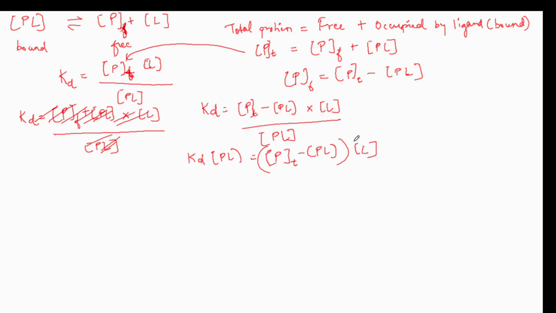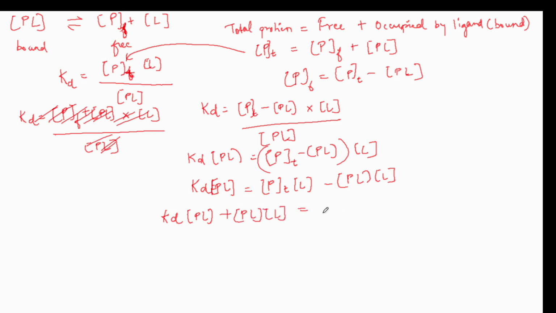So if we multiply this inside, this will become total protein into ligand concentration minus bound protein into ligand concentration. The total bound protein term is here also, so we'll take this here. So this will become Kd bound to ligand plus bound ligand into ligand concentration.